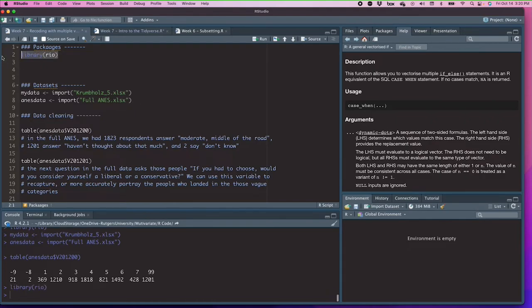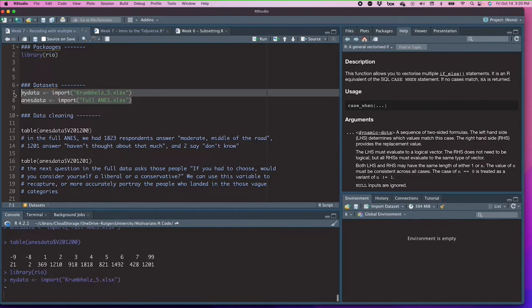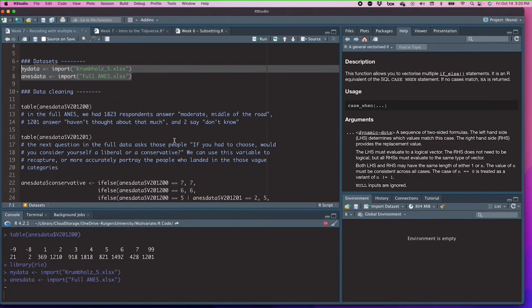We only need the rio library in order to import our data set. We don't really need anything else. It's going to take a minute to import, because we're also going to import that full ANES data set that I posted in last week's module, because one of the variables we want to work with is in our data set.